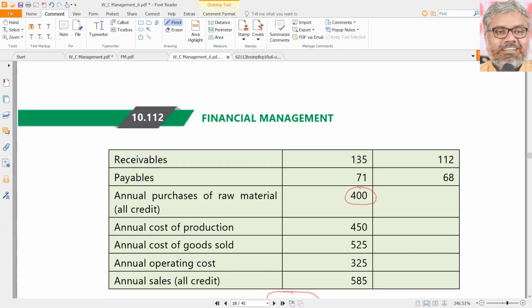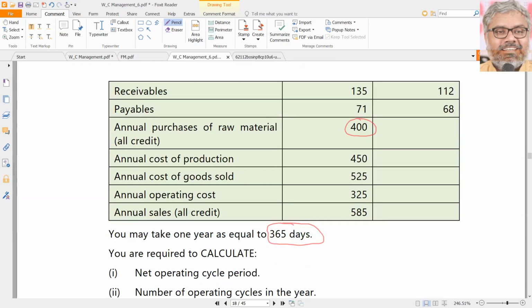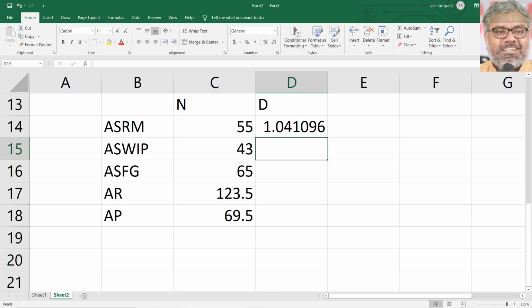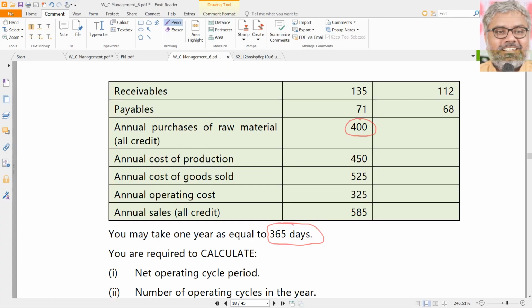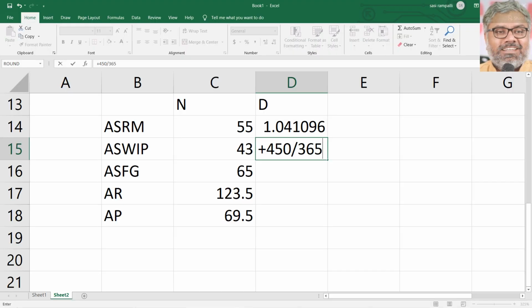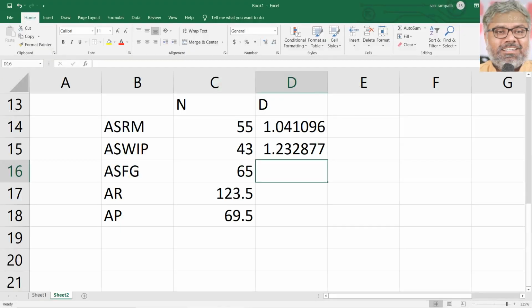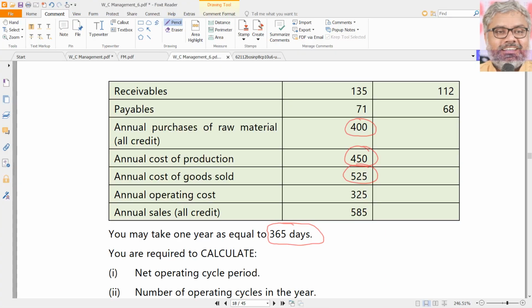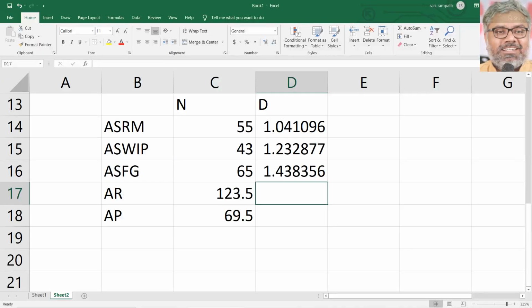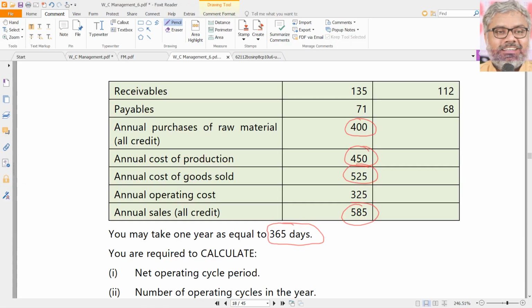Then work in progress. For that we need cost of production per day, average per day. So simply 450 given here. Annual cost of production is 450. So 450 divided by 365. That's it. Then for finished goods we need cost of goods sold per day. So that will be 525 divided by 365. For receivables we need credit sales per day. Annual sales, all credit, is 585 divided by 365. Per day sales will be that much.